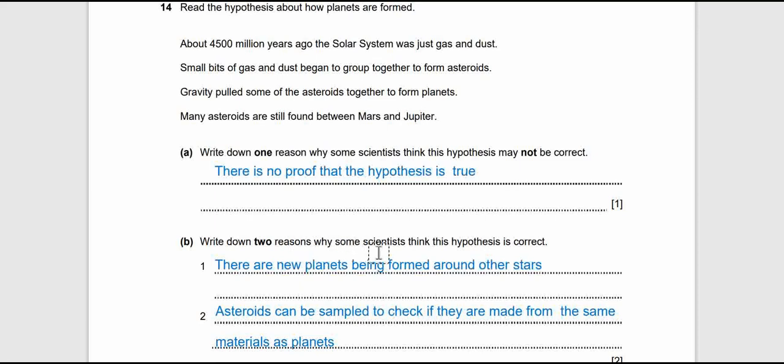That's a reason why some scientists think that the hypothesis is correct, that gravity pulls some asteroids to form planets. Because there are new planets being formed around the stars, and asteroids can be sampled to check if they are made from the same materials as planets. Right, let's move on. Now it's a blank page. Is that the last question for our discussion today?